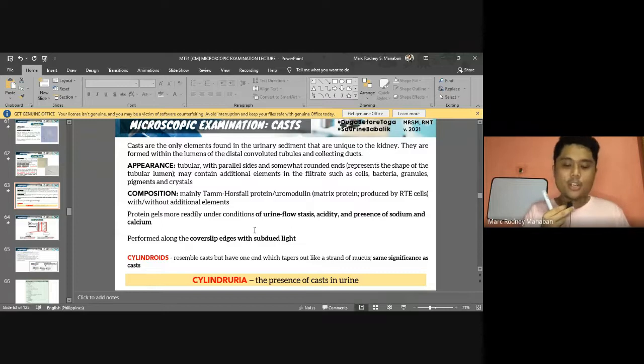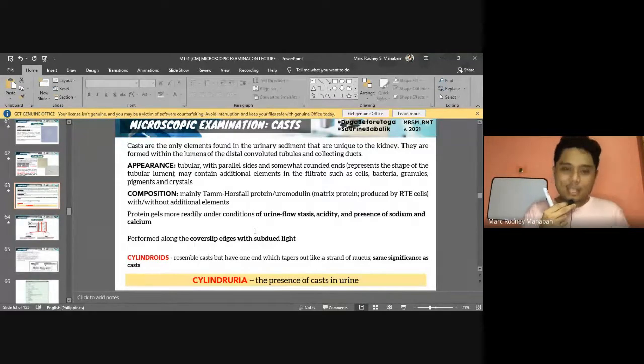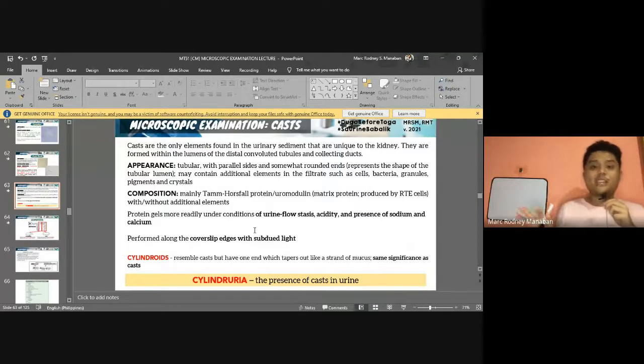It's the matrix protein uromodulin, and this protein will gel or aggregate during cases of increased urinary stasis, meaning a stopping of urine flow, where urine no longer passes through your tubules. A possible condition here is obstruction. Increased urinary stasis. Another one is increased pH, increased acidity, which would again facilitate the aggregation of your protein, and lastly, the presence of increased solutes such as your sodium and calcium, because these can be incorporated into the cast matrix. All right, remember that.